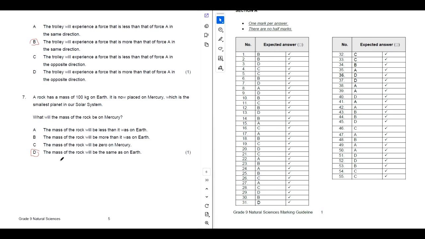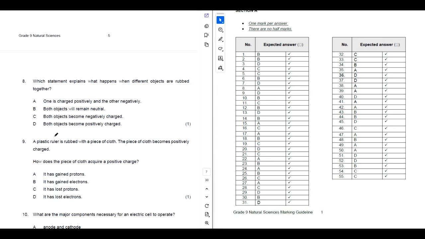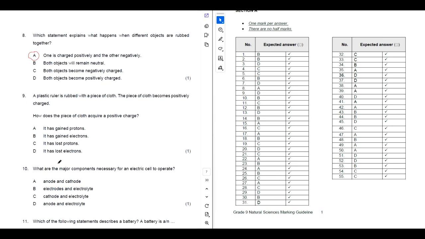Okay? And then next, we will move to question 8. Question 8 says, which statement explains what happens when different objects are rubbed together? So when different objects are rubbed together, one is charged positively and the other negatively. So they charge both positively and negatively. So the correct answer will be A. And then next we will move to question 9.